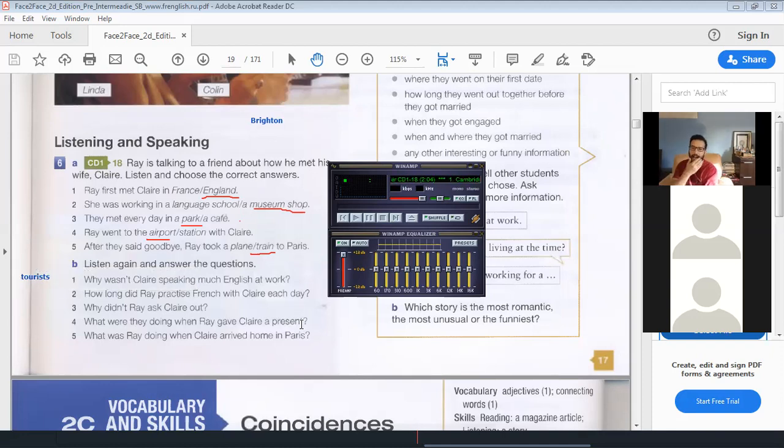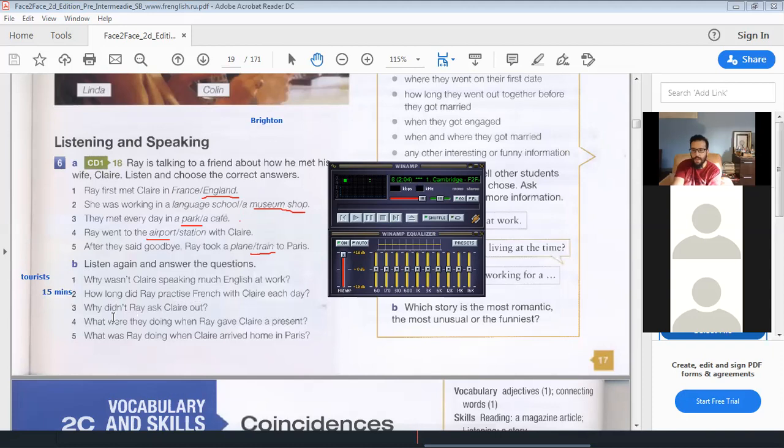All right. How long did Ray practice French with Claire each day? For how long? 15 minutes. For an hour, maybe. No, 15 minutes in English, 15 minutes in French. Yes, exactly. That's right. It was 15 minutes English, 15 minutes French. So 15 minutes. That's right.